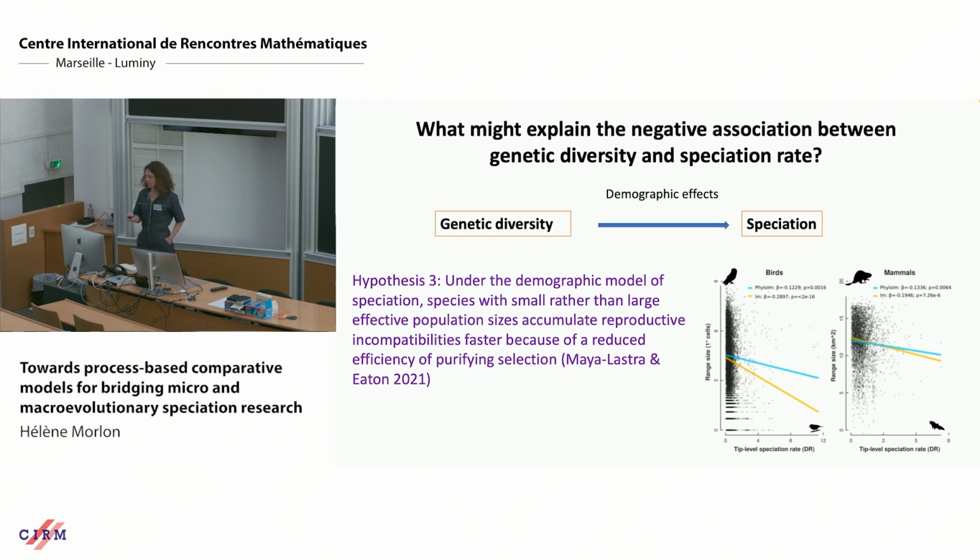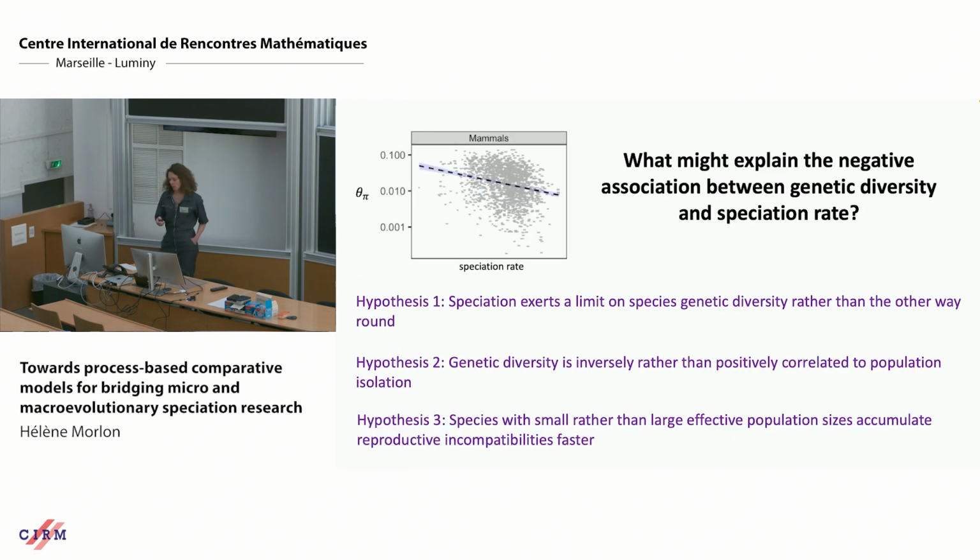And so what this illustrates is that at the moment, what we have done to try to link macroevolutionary speciation rate with different intraspecific measures of what can happen during the speciation process has been correlative. So we are correlating macroevolutionary speciation rate estimated from phylogenies with measures of the evolution of reproductive isolation, genetic diversity, population structure, and so on. And it's really hard to distinguish different hypotheses from the correlative patterns that we see.